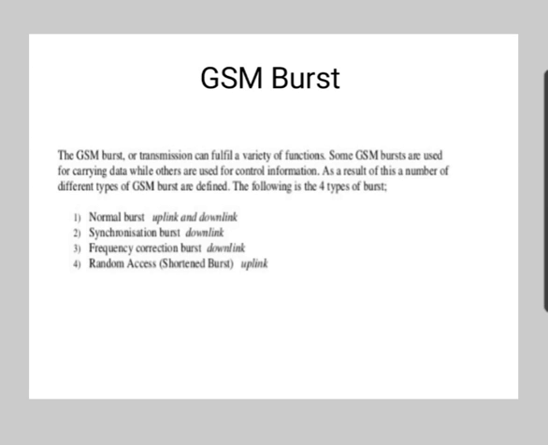So there are 4 different types of the burst: the normal burst, uplink or downlink; the synchronization burst, downlink; the frequency correction burst, downlink; and the random access burst, that is a shortened burst, which is uplink.